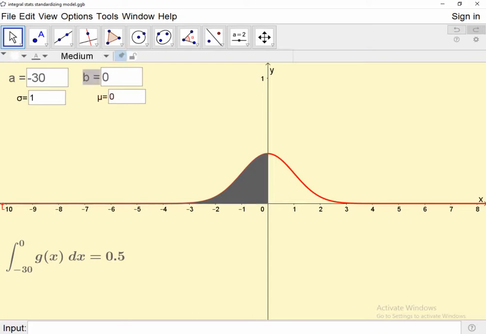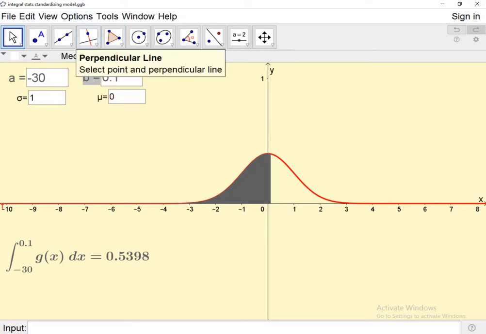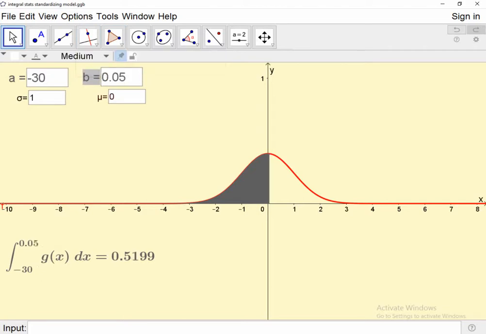So right now, what I'm going to type in here are z-scores. Typed in 0, and we can record 0.5. And then somebody says, okay, well, what if I don't want 0? What if I want 0.1? And they did the calculus, and they get 0.5398. Does that make sense? Okay. Well, what if instead of 0 or 0.1, I wanted 0.05? And they did the calculus, and it gave them this. So these are the probabilities, right?